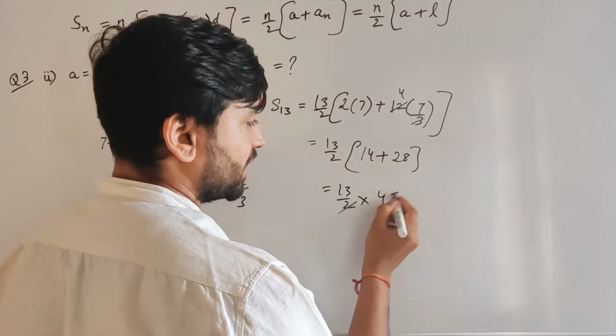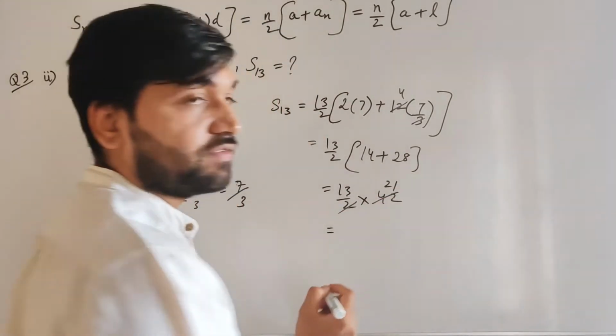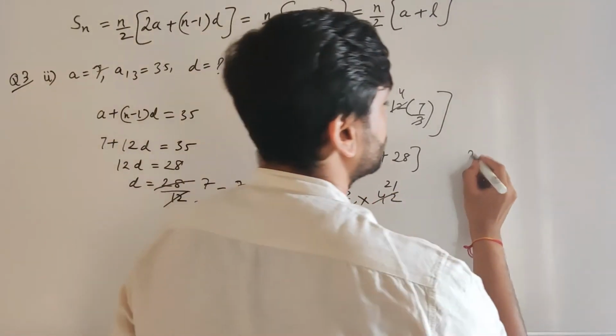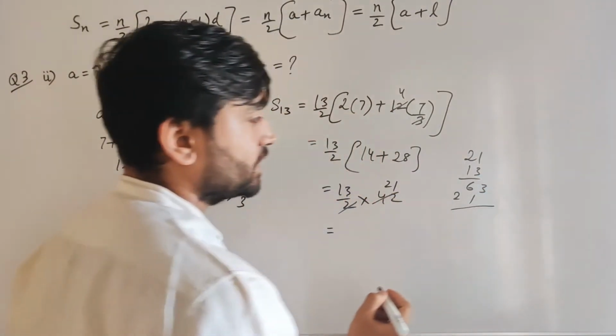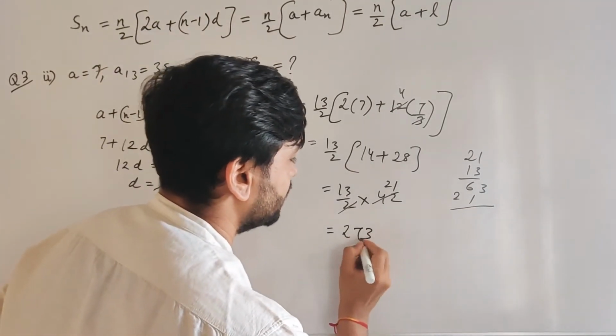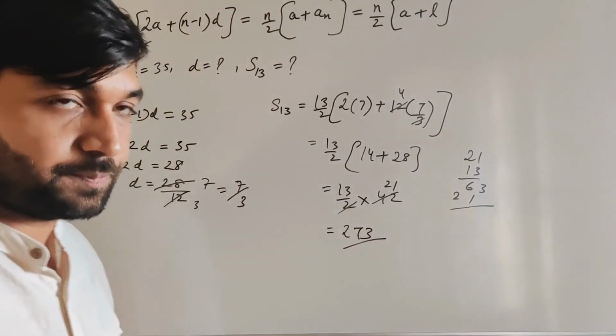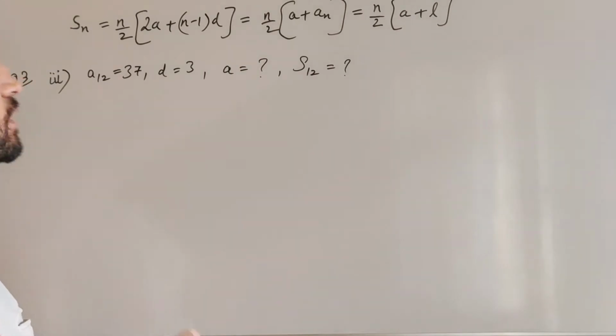This 2 and 42 can be cancelled 21 times. So the final answer is 21 into 13. So 21 into 13, we'll quickly multiply. So we get 273 as the final answer. So that was question number 3, part 3.